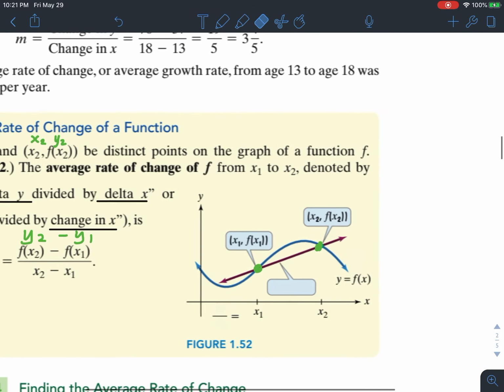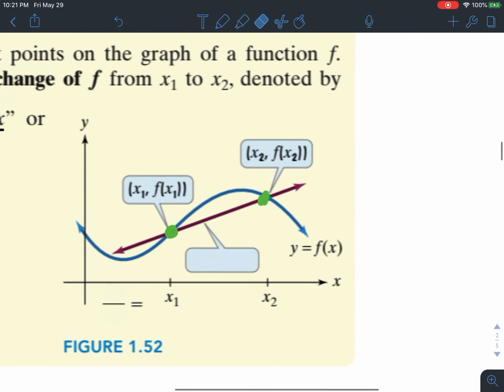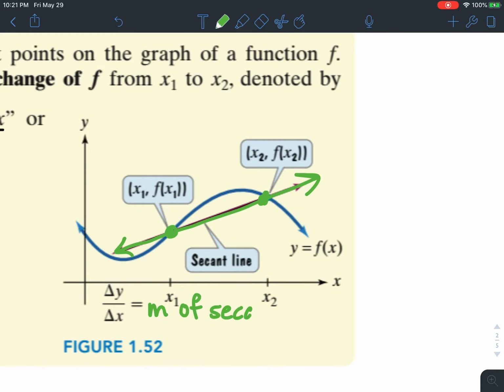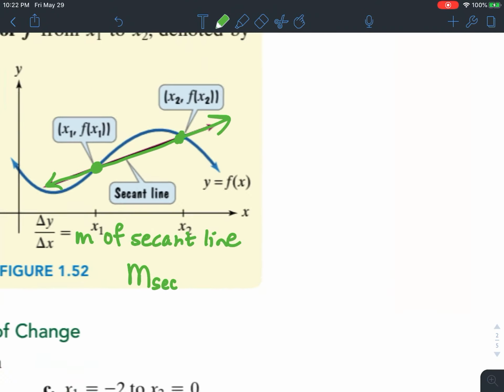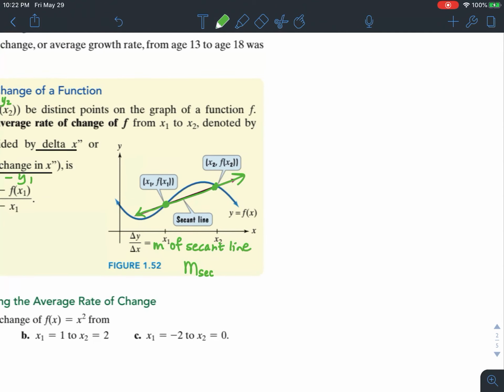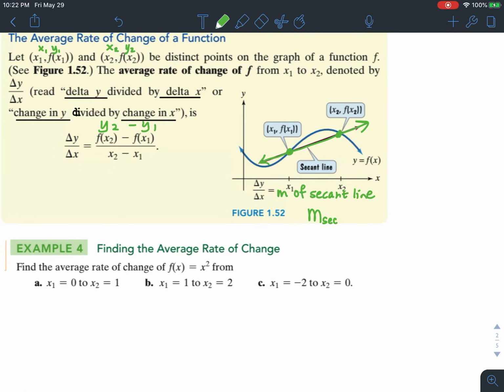Okay. So notice over here on the graph of this generic function, look at this line. This is a line that hits 2 points on the curve, and so this is the secant line. And the change in y over the change in x is the slope of the secant line. Or sometimes I write that like that. So it's slope, but it's the slope of the secant line, because later there'll be other slopes.